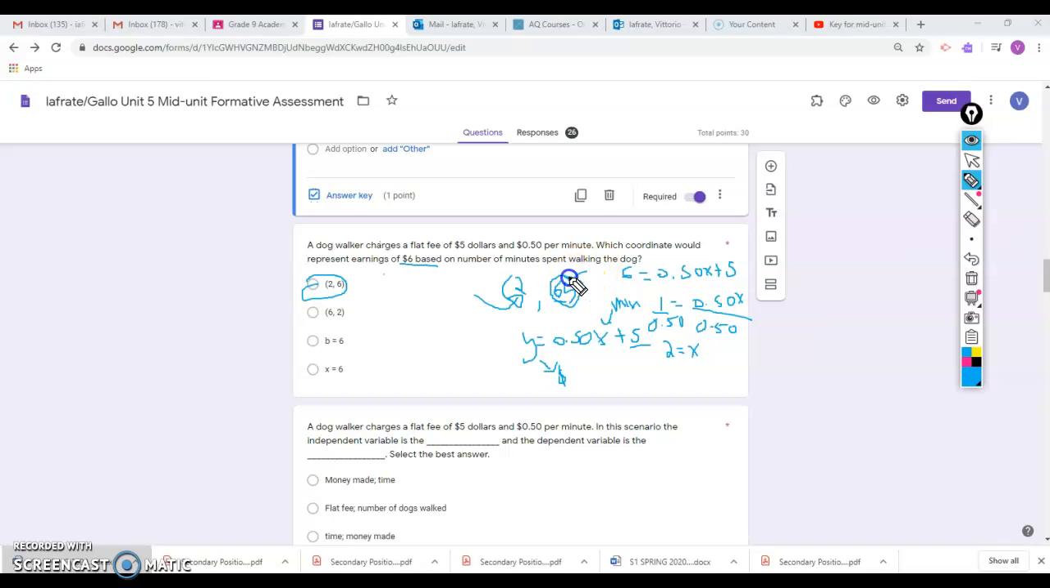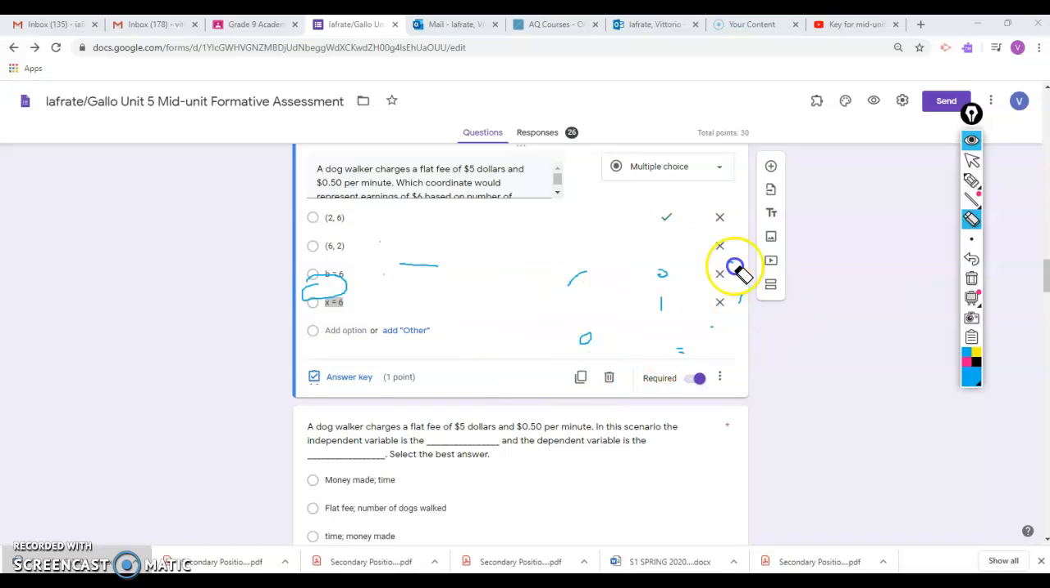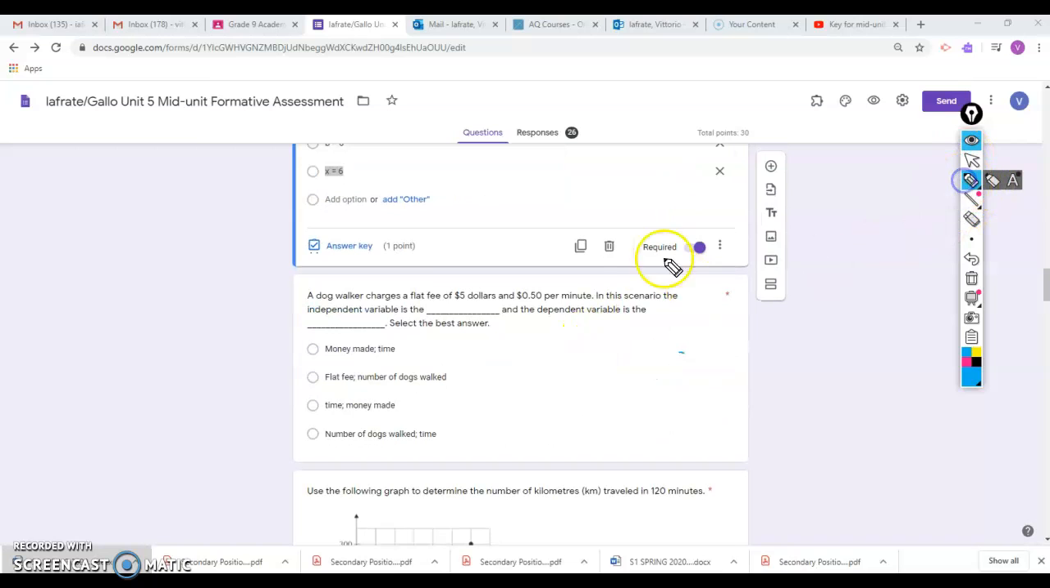That's because you had a $5 flat fee plus 50 cents for every minute. So that would be $1 plus your flat fee of 5, which is 6. Let's take a look, see if we're right. Is it 2, 6? All right, right on again. Perfect. So let's go on and try our next question. Similar scenario, just a different question regarding the scenario. Dog walker again. So what's the independent variable and what is the dependent variable?